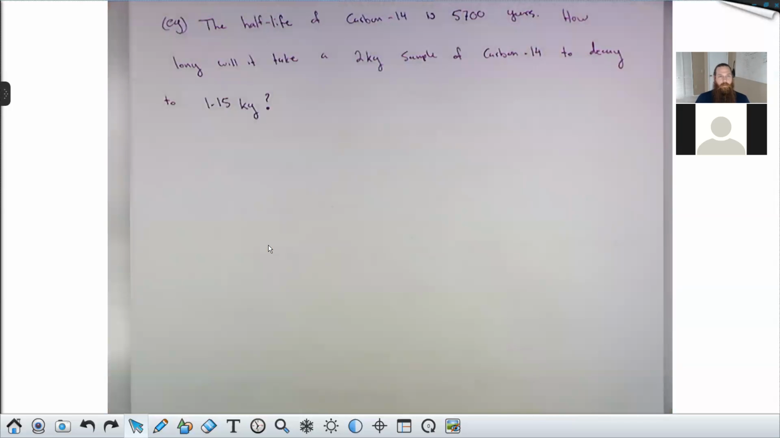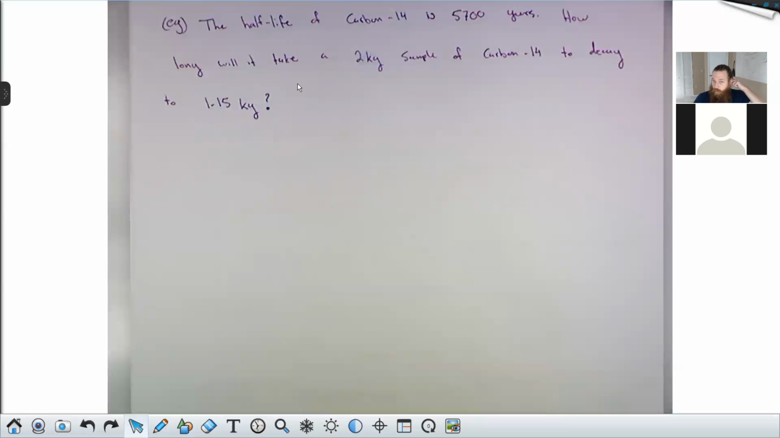Okay. So the half-life of carbon-14 is 5,700 years. How long will it take a 2 kilogram sample of carbon-14 to decay to 1.15 kilograms? There's a bunch of different ways to sort of think about these. Maybe I dig something up out of the ground and I measure that it has 1.15 kilograms of carbon-14. I know that it originally contained 2 kilograms of carbon-14. I could ask, how old is the object?